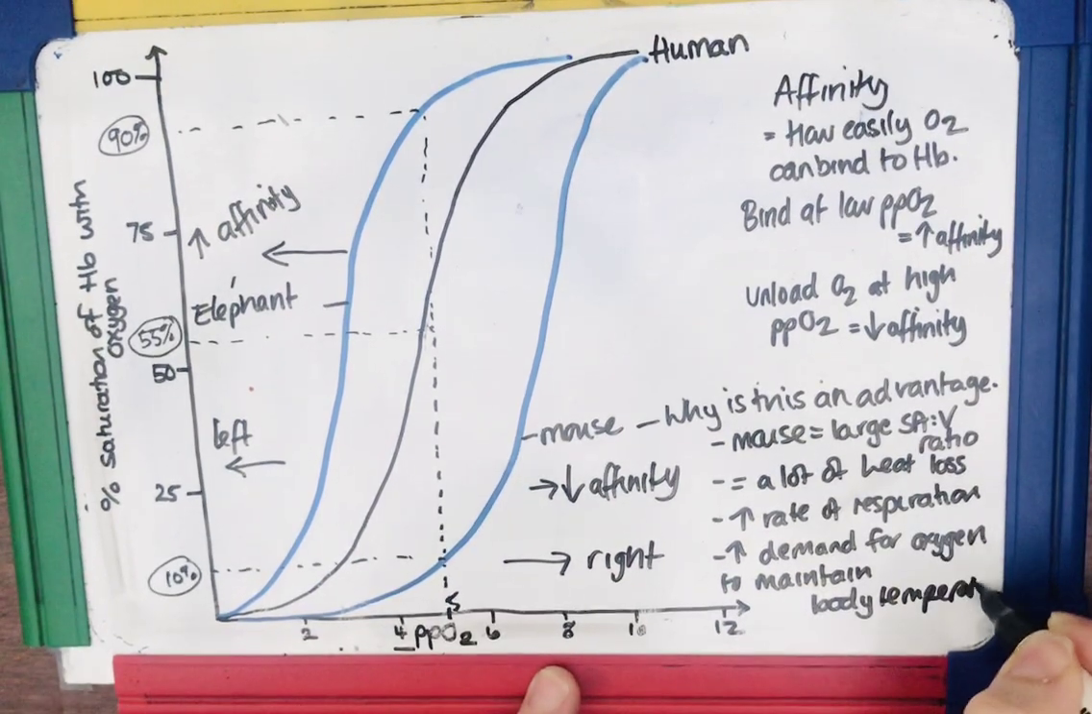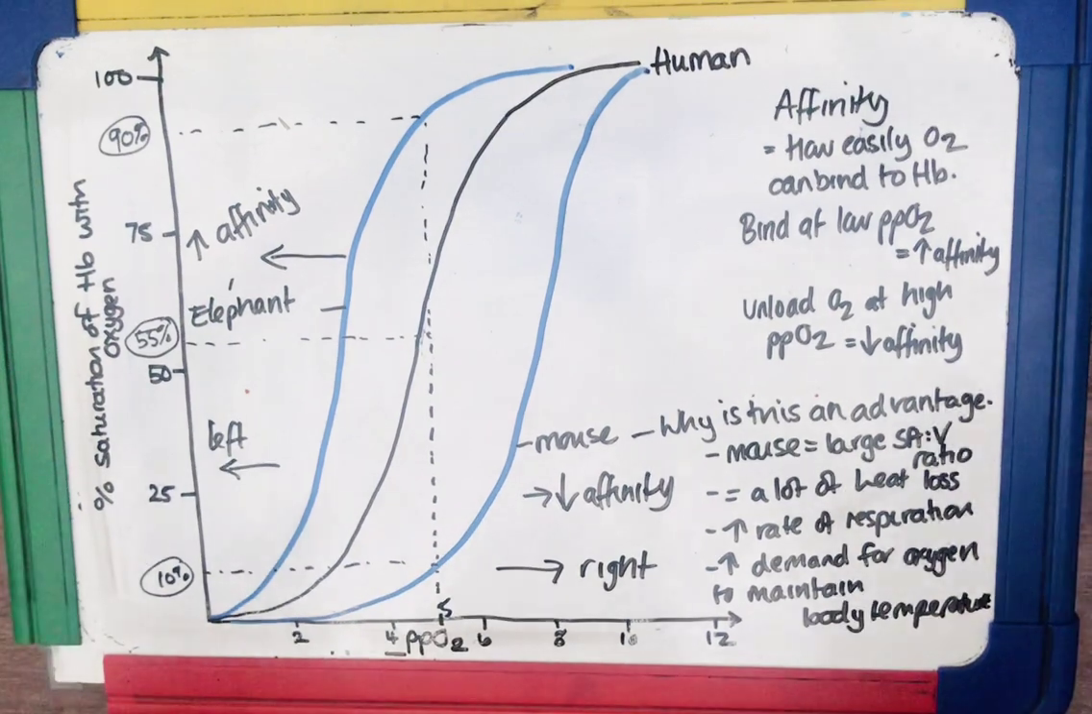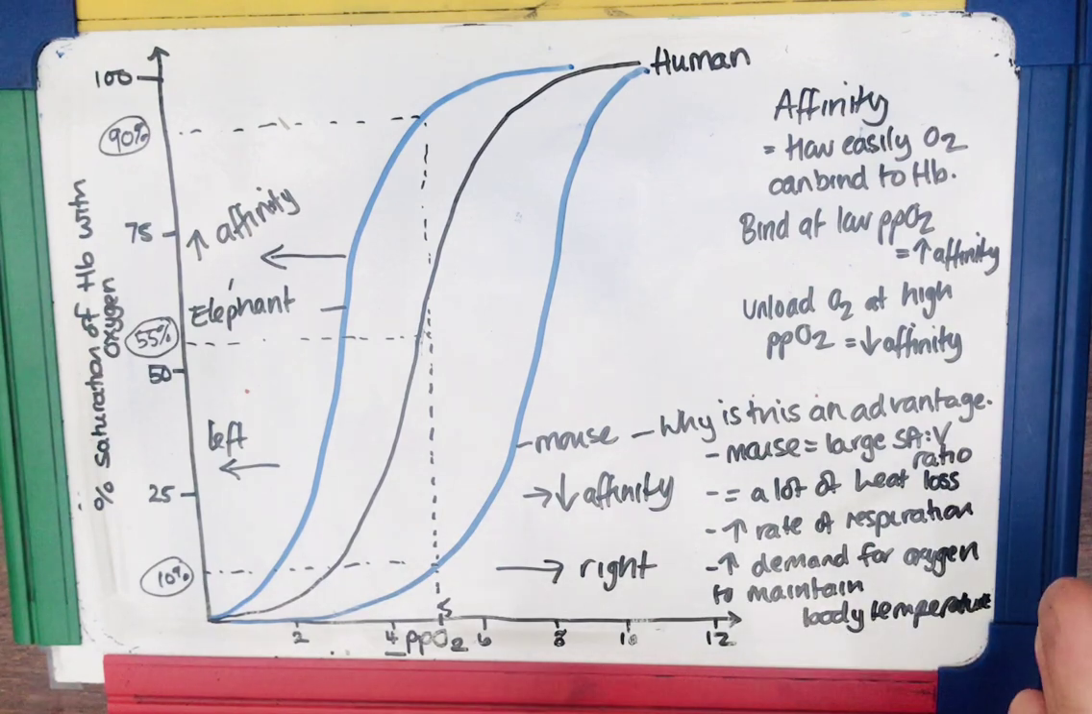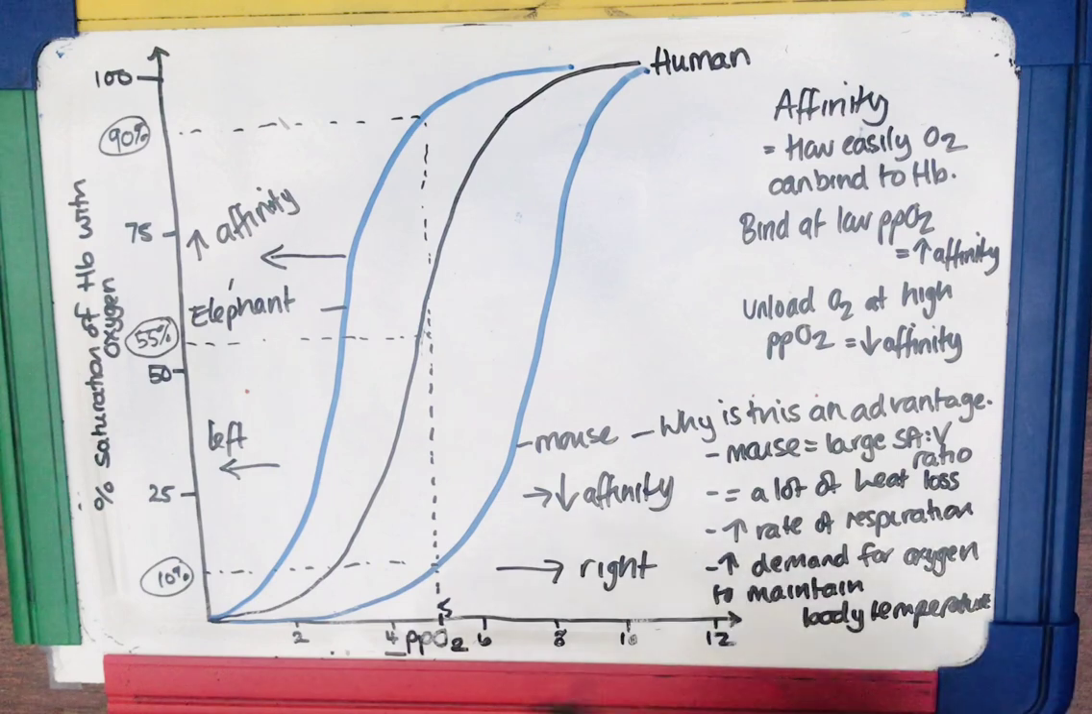Okay. Now, once we know about high and low affinity, we can apply this to anyone. Most of the examples you'll have is to do with size of the organism, surface area to volume ratio and heat loss, therefore a higher demand for respiration. But we could go back the other way.